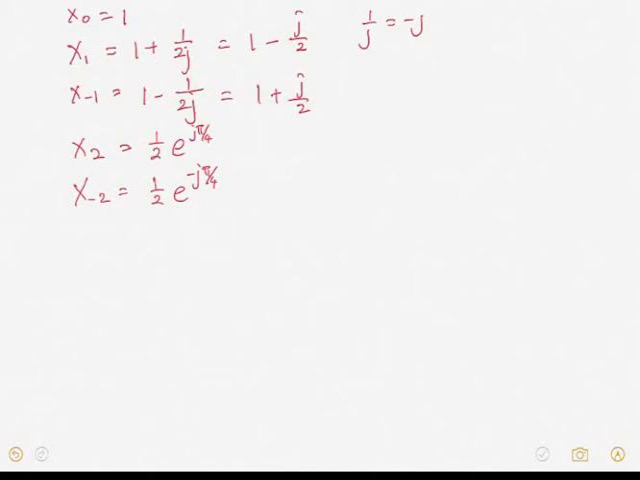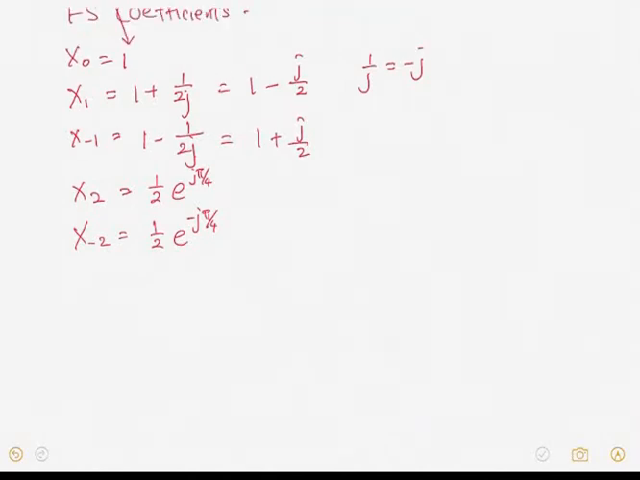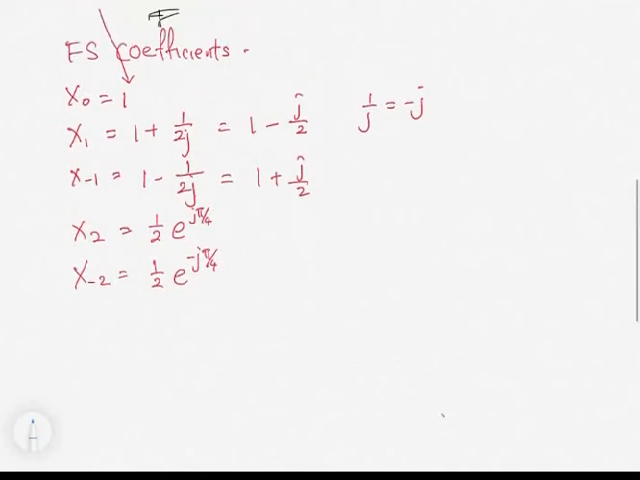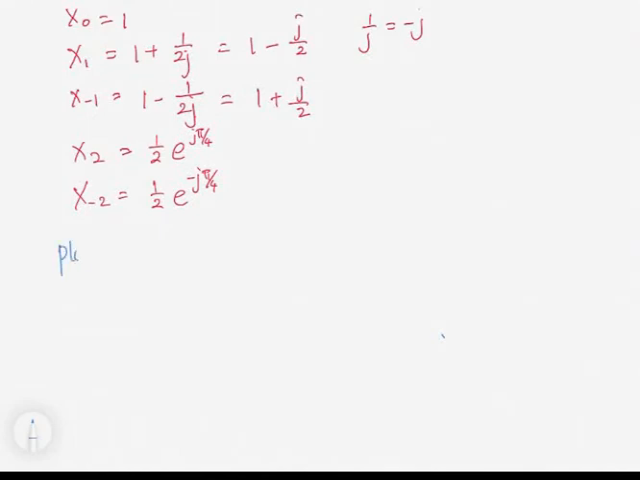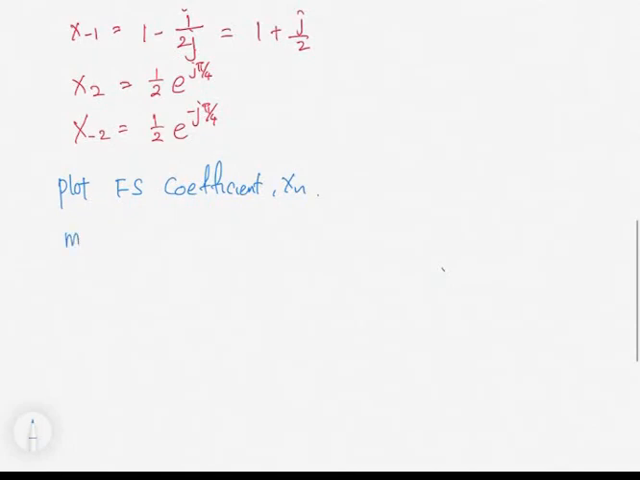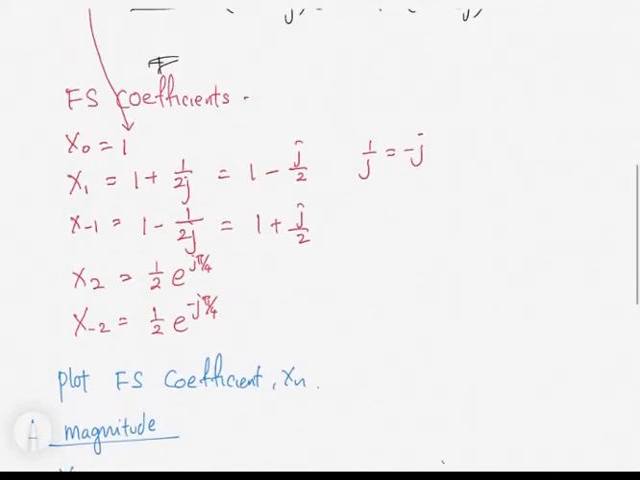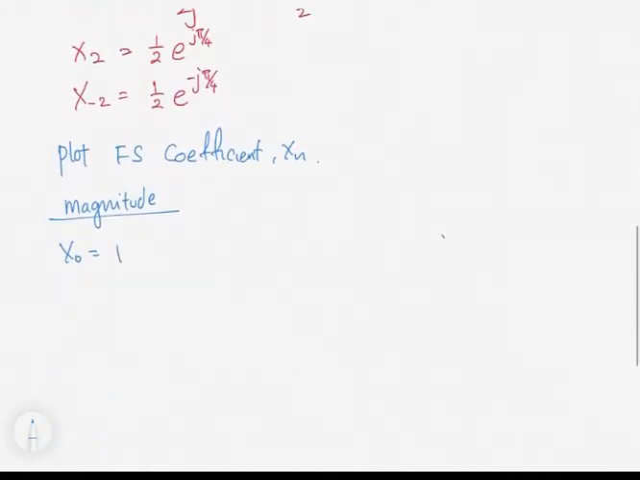Because at the end, if the question asks you to plot the Fourier series coefficients, you need to find the magnitude and the phase. So from here, you need to know what the phase is and what the magnitude is. Based on this, you need to plot the magnitude of the Fourier series coefficients xn. For the magnitude, x0 is what? x0 is 1. It's a real number.